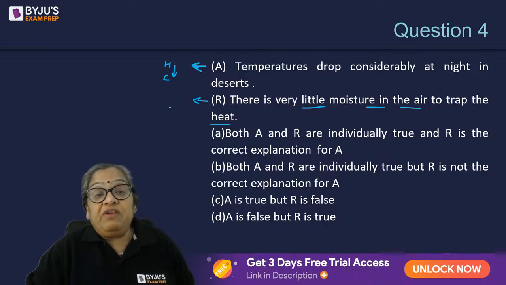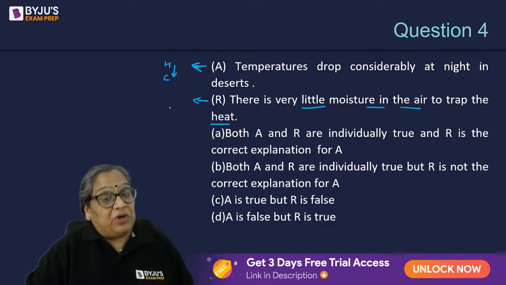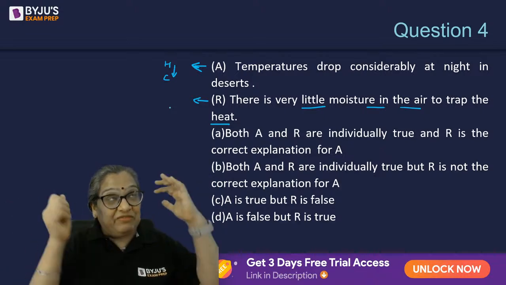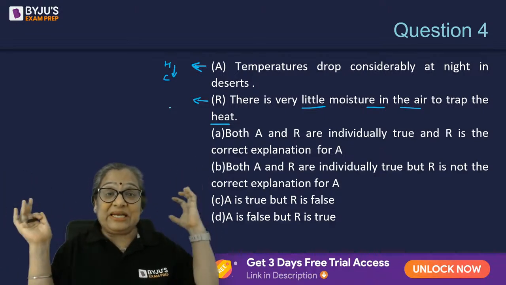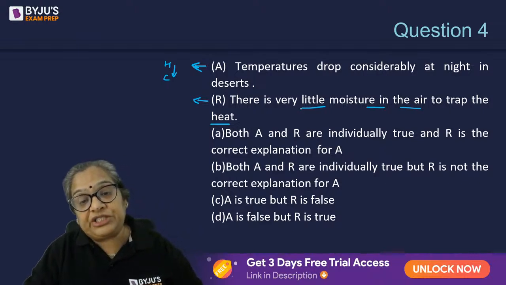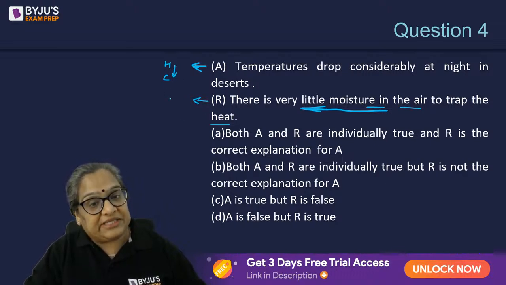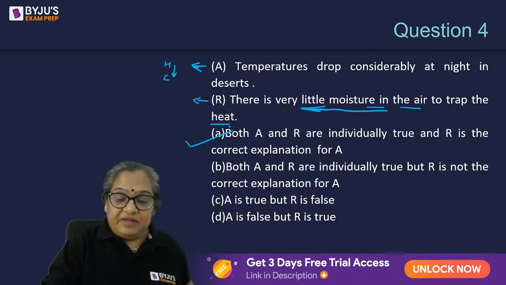Why do we feel very hot? As they say, we live in concrete jungles. It's very hot. Why do we feel very hot? Because we live in concrete jungles. We live in places where there's so much glass that heat gets trapped inside. In the desert, there is no moisture, there is no tree cover, there is nothing to trap the heat. That is why from the morning to the night, there's a significant drop in temperature. Therefore, the correct answer is A.